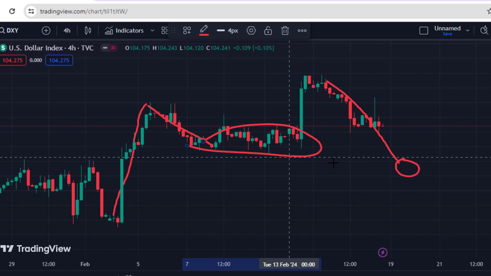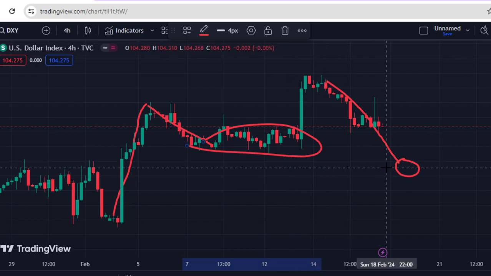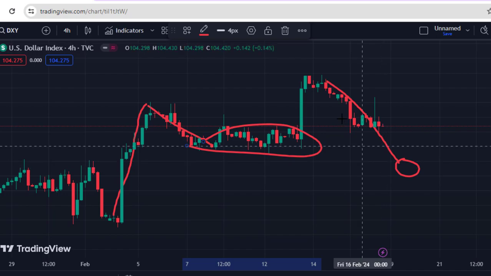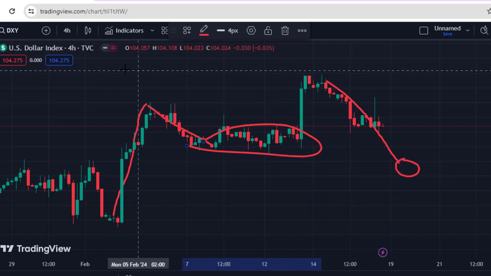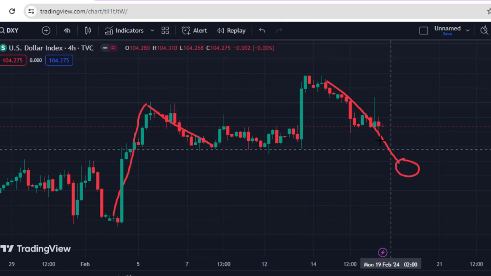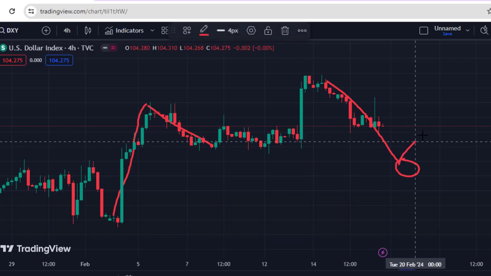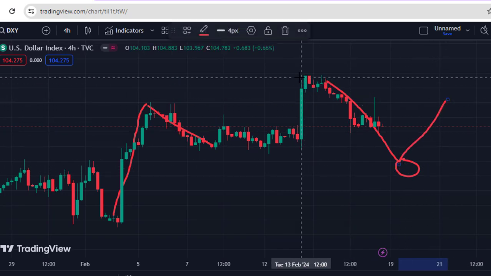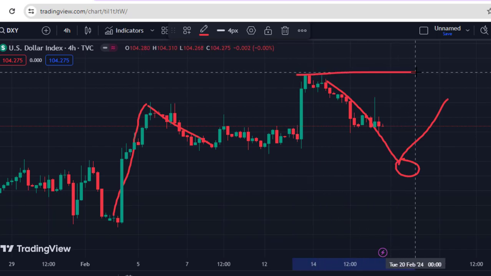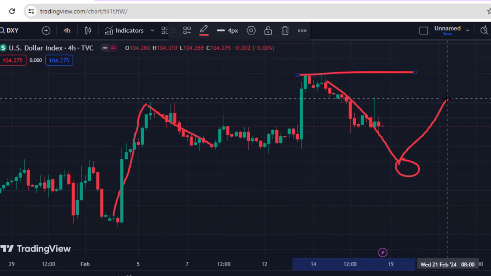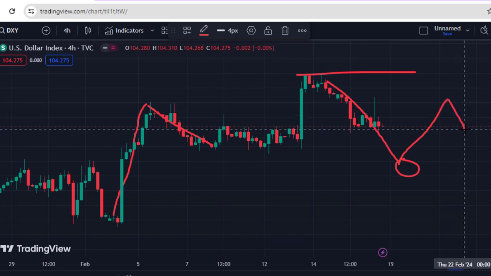Once we see that, the next thing we have to see is a failure of the market to create a new high. If the market comes back down to create a new low, the next sign that we want to see for the dollar to be weak is for the market to move upward and fail to create a high higher than the previous high at this point. Once we see this kind of market structure formation, the next move to the downside is a clear sign that the market is going to begin to move downward.